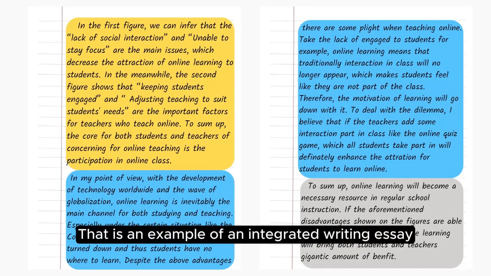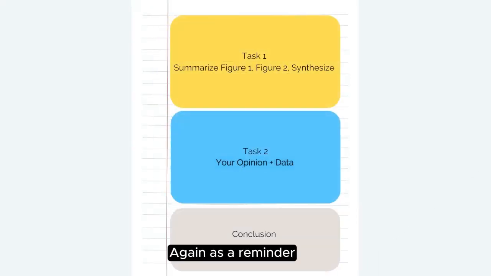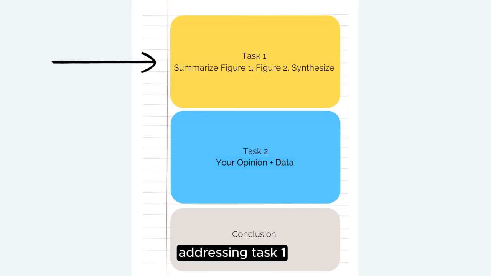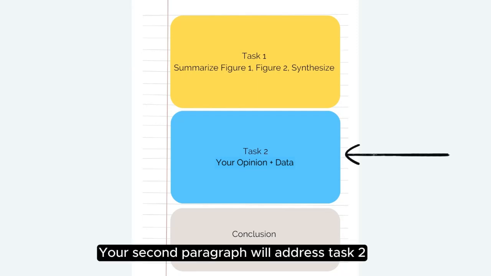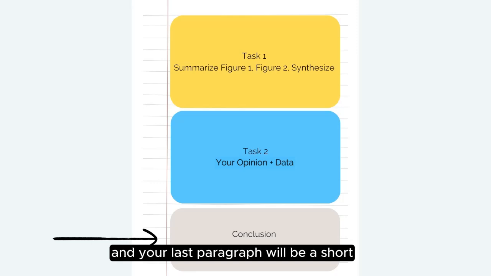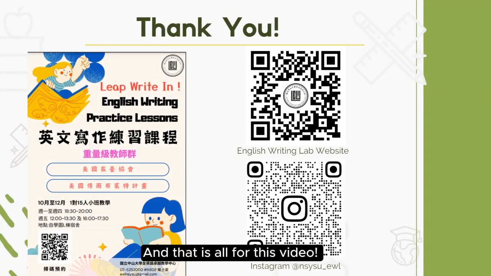There you have it. That is an example of an integrated writing essay. Again, as a reminder, the general structure will be paragraph 1 addressing task 1, in which you summarize figure 1, figure 2, and synthesize both figures. Your second paragraph will address task 2, sharing your opinion and data, and your last paragraph will be a short and concise conclusion. And that is all for this video.